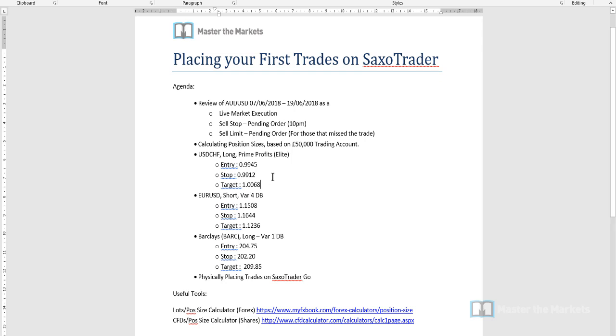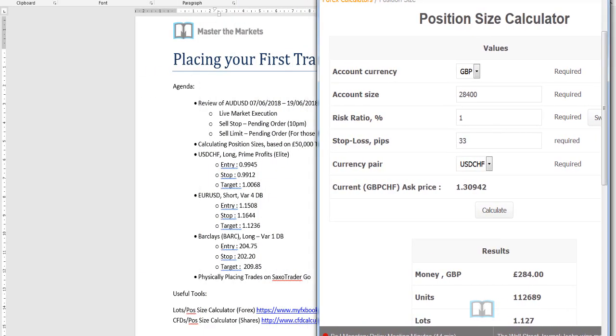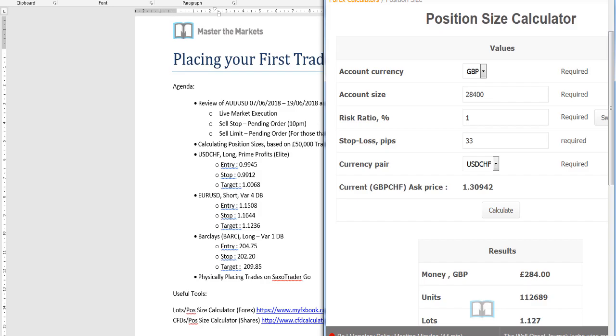So now we have the levels just here. What I'd like to do is I'm going to just do a split screen here. So one half of the screen I'm actually going to position our trade calculator, and the calculator that we use is the calculator that is located on a website called MyFXBook, Position Size Calculator. I've put a link for you in the bottom of this document.